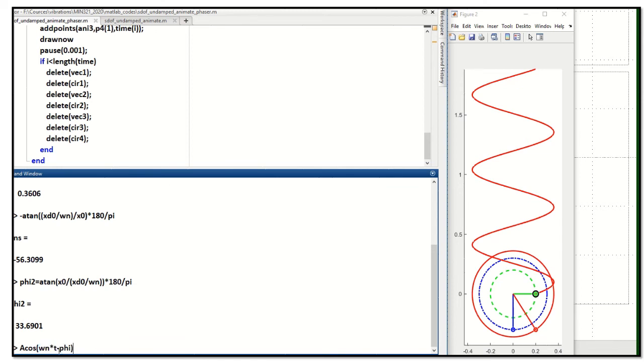And what was the phase to start with? Phase was this much, minus phi to start with. So you started with this, so you were lagging behind the cosine curve by this much angle. This is the phase angle, we'll be calling it the phase angle. And what is the amplitude of this position vector? Amplitude of the position vector is this.